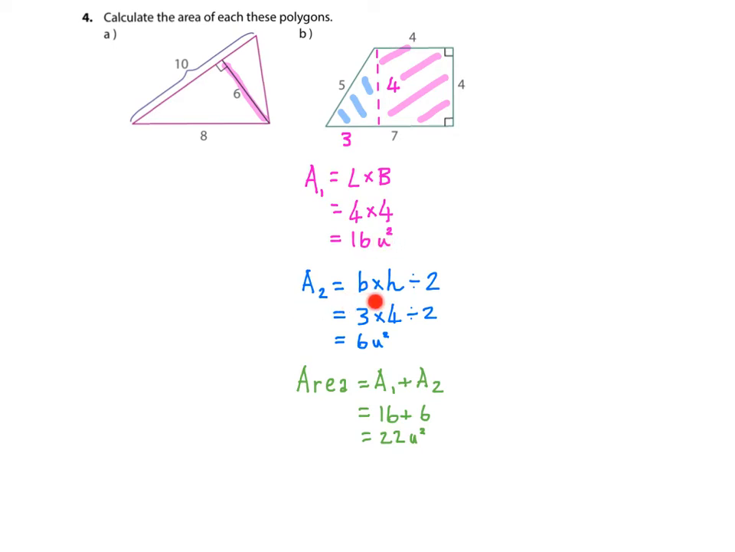The next part is this little blue triangle over here. So the base of this blue triangle is 3. The perpendicular height is 4. So we would say that the area is base times height divided by 2. 3 times 4 divided by 2 giving us 6. Add the two areas together and your total area is 22 units squared.